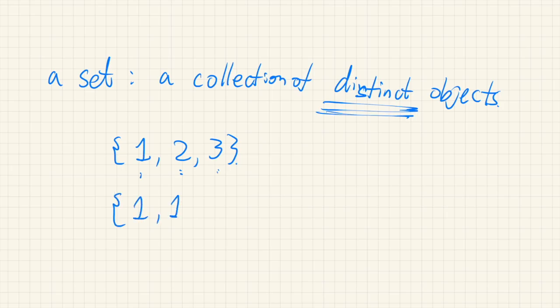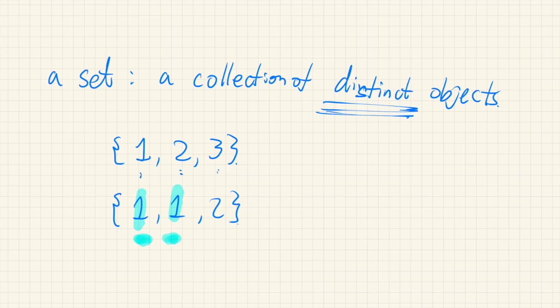And 1, 1, 2, this is not a set according to our definition because this one and this one, they are not distinct. We cannot distinguish between these two ones. So this cannot be a set. So this is an important restriction imposed on the definition of a set.